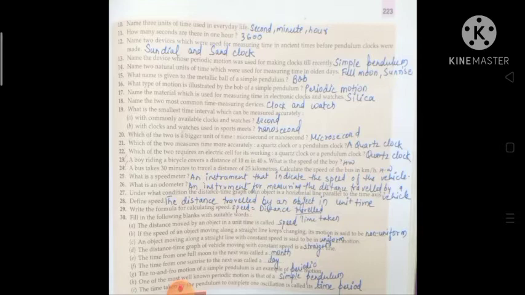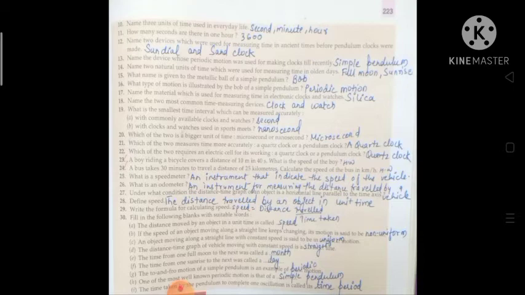Then 18th. Name the two most common time measuring devices. Answer is clock and watch. 19. What is the smallest time interval which can be measured accurately? A. With commonly available clocks and watches. So that is second. And B. With clocks and watches used in sports meets. That is nanosecond. 1 nanosecond is equal to 1 billionth of a second.